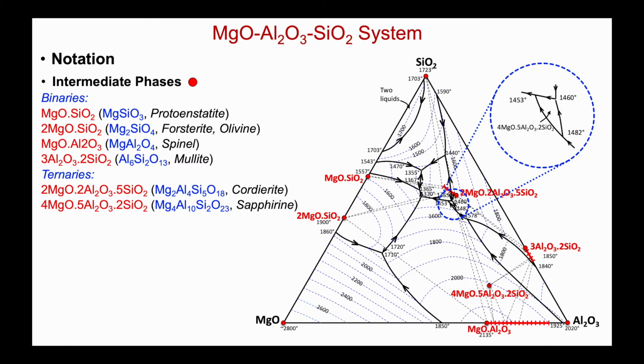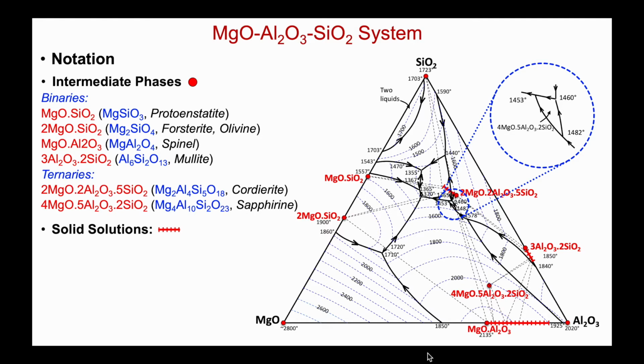The next compound along the SiO₂-Al₂O₃ binary is mullite, 3Al₂O₃·2SiO₂, and then there are two ternary compounds, one here, 2MgO·2Al₂O₃·5SiO₂, given the mineral name cordierite. You may have heard of cordierite in terms of its applications as a ceramic. And then a phase down here, 4MgO·5Al₂O₃·2SiO₂, given the mineral name sapphirine.